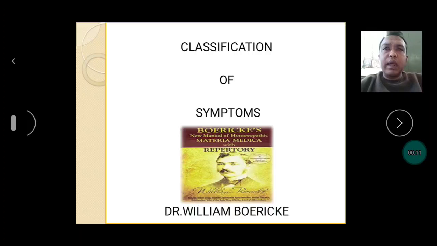As we have been discussing classification of symptoms in our last class, today we will be discussing classification of symptoms according to Dr. William Boericke, and we'll be differentiating classification of symptoms due to various doctors, pioneers and stalwarts, and what kind of difference there was in the classification of symptoms of an individual.